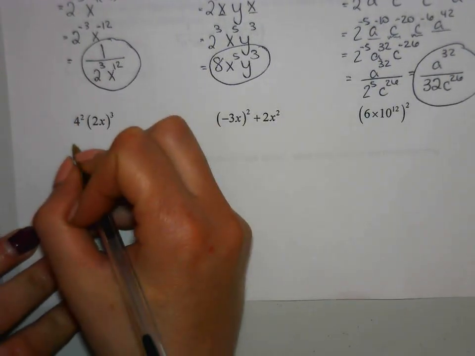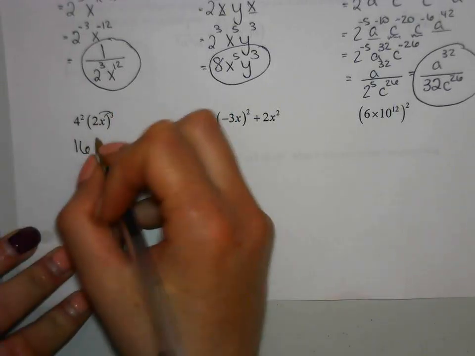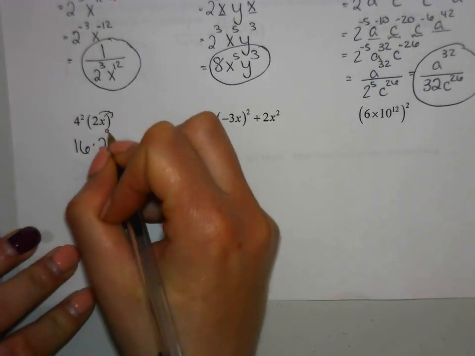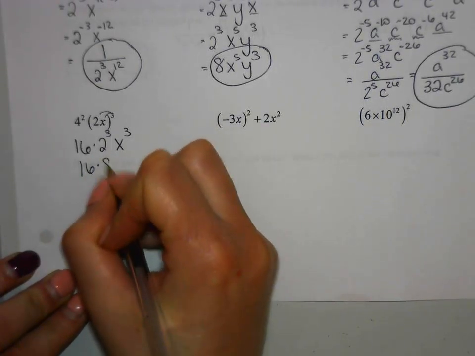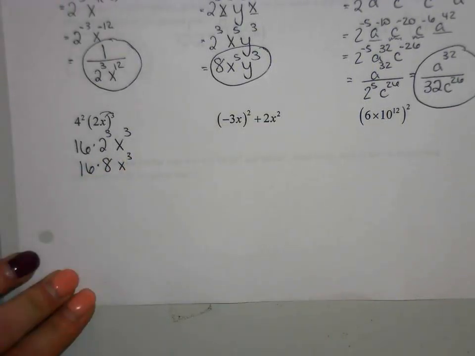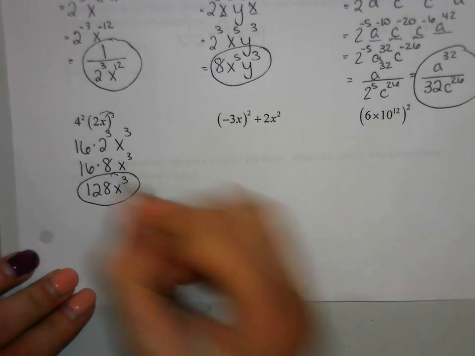Here we have 4 squared. 4 squared is 16. And then we have a power to a product. So this is going to turn into 2 to the third power, x to the third power. 2 to the third power is 8. So lastly, what we need to do is 16 times 8, which is 128, x to the third.